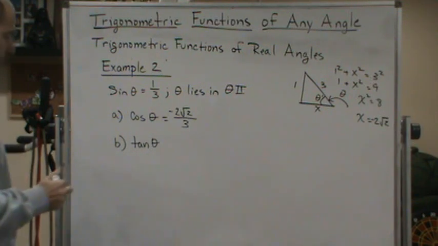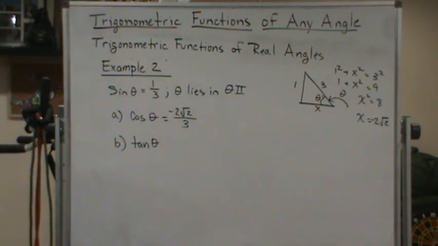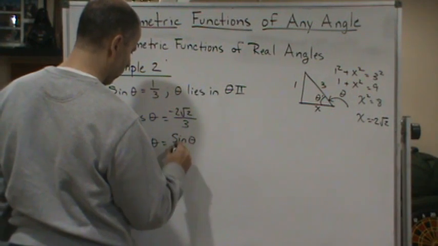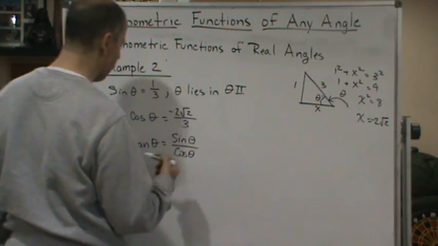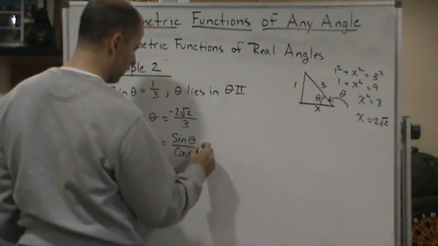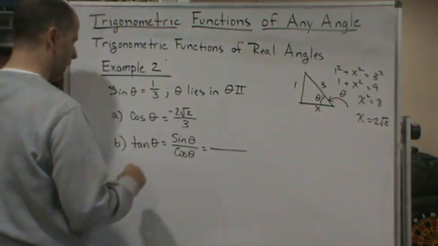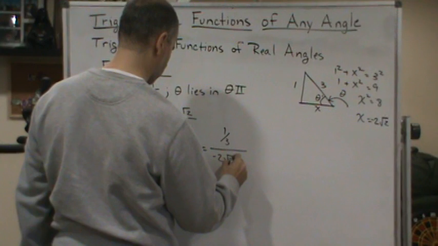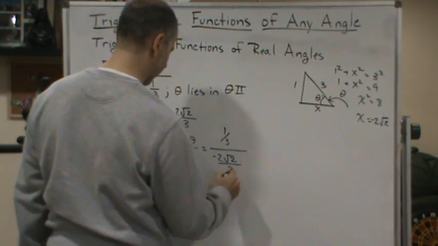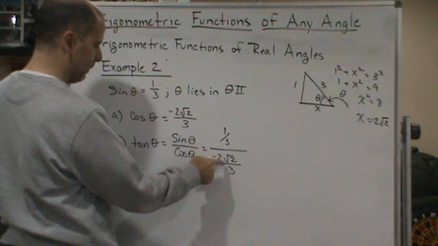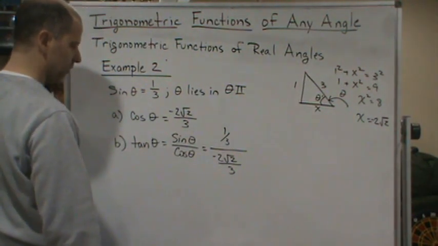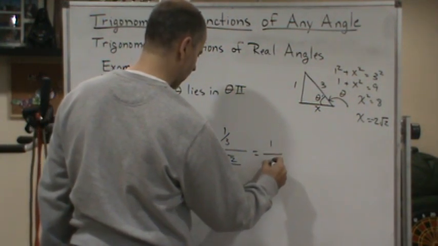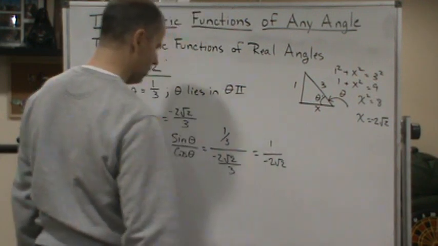Now, for tangent, we're going to use trig identities, because tangent, we know, is sine theta over cosine theta. And since we now know what sine and cosine theta are, let's just divide those two. Make it easy on ourselves. So this is going to be 1/3 divided by negative 2 root 2 over 3. Now here, the 3's are both in the denominators of the fractions. Okay, so we can reduce this. This is going to go to 1 over negative 2 root 2.